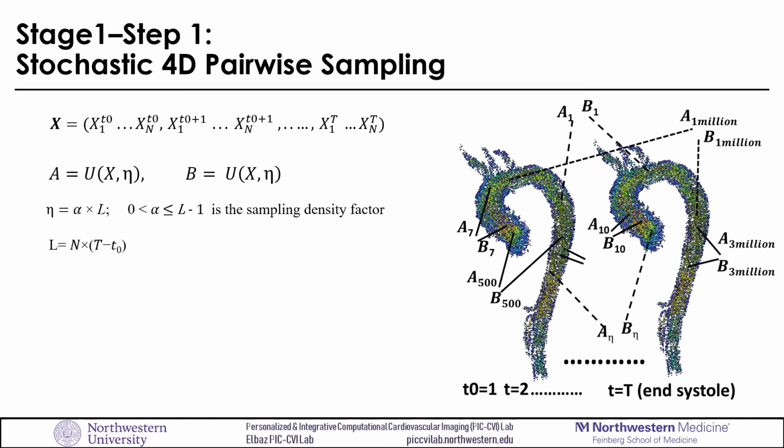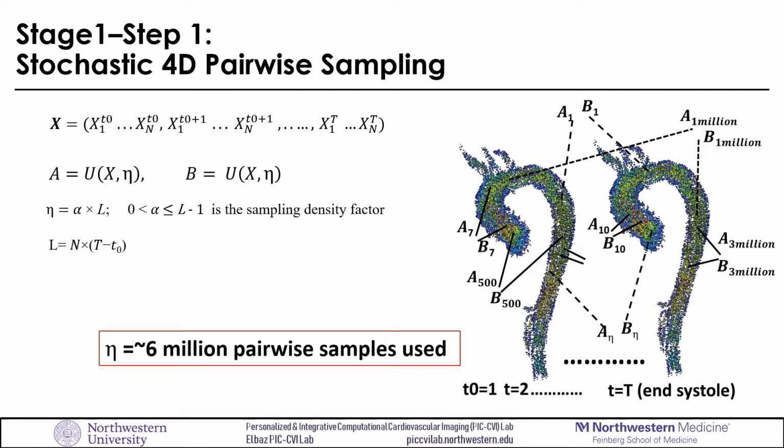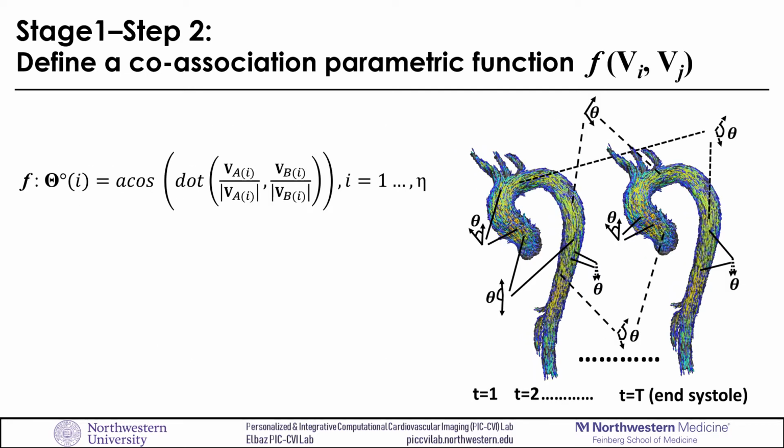In the first stage of our method, we do multi-manual stochastic uniform random sampling over the entire domain X, which is basically all the indices over the entire time duration. We do that using pairwise sampling. We do it systematically based on a function eta, which is a function of the patient-specific size of the aorta as well as a density factor that makes sure that we adjust the density and make it equivalent among different patients, even if they have different sizes of the aorta. Then it allows for systematic comparison. In this case, we had about 6 million pairwise samples based on this patient-specific function.